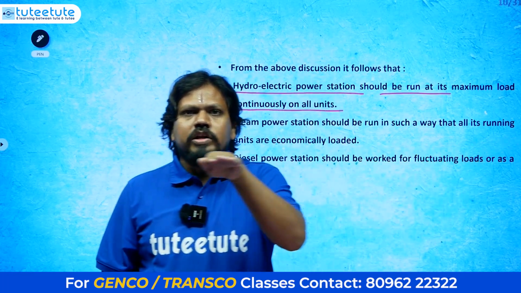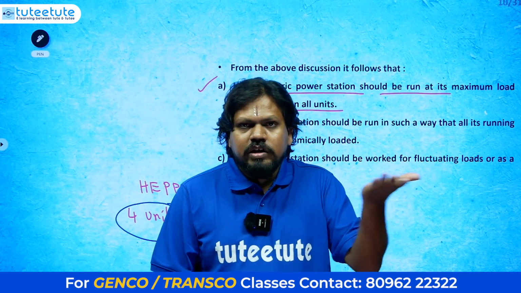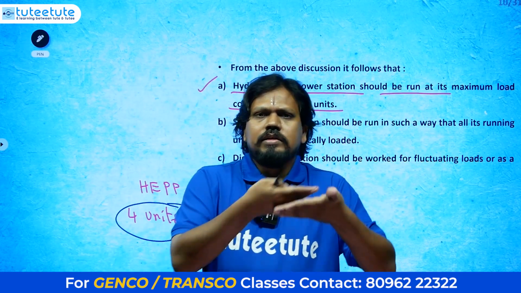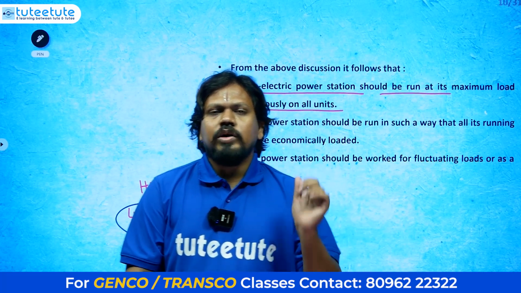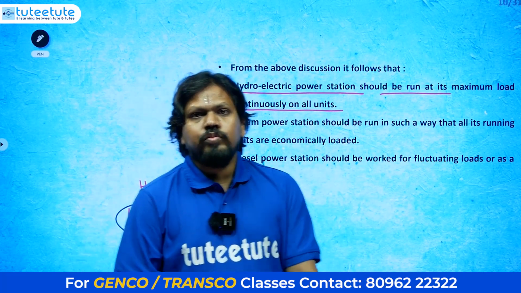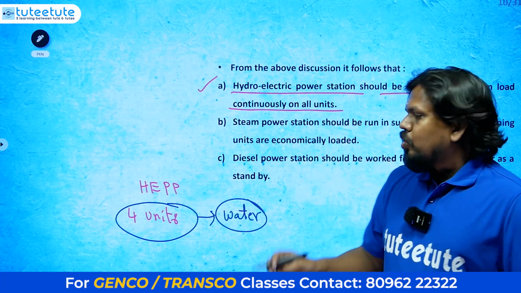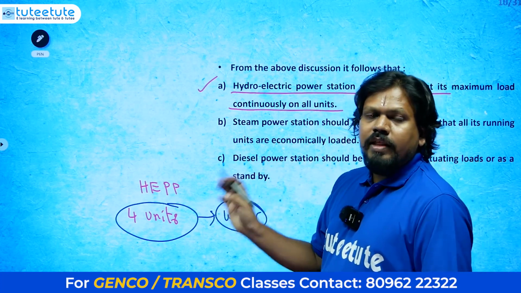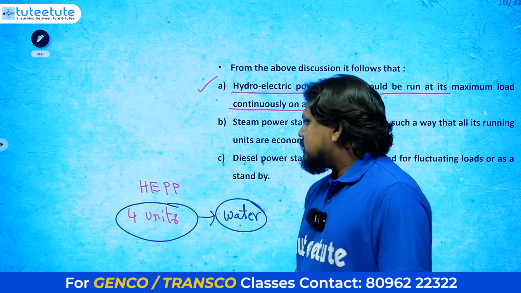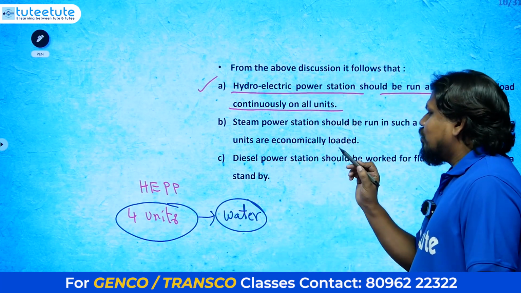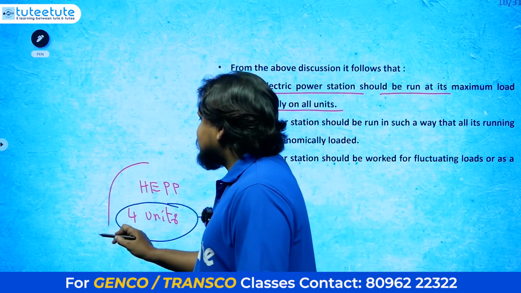If only one load is there, like 400 megawatt working the entire day, then only 400 megawatt will be there, and at that time it will give the maximum output. Understand? If the load factor is higher, then the cost per unit of generation is less. That's why water availability must be there.